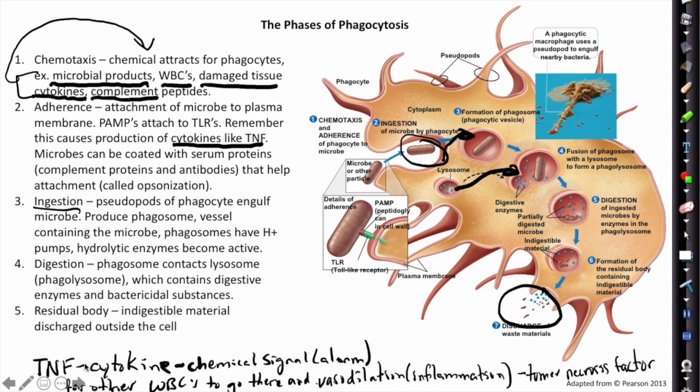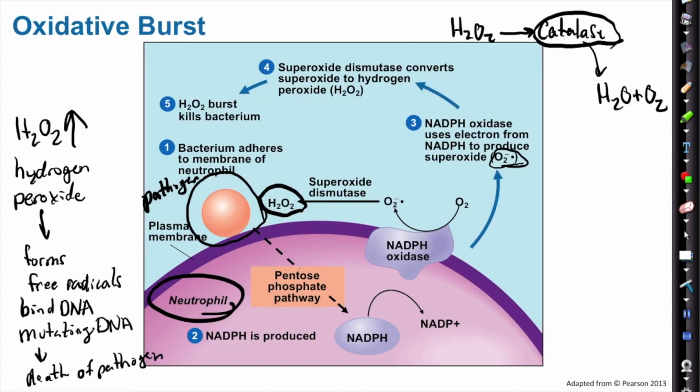And then TNF is a cytokine chemical signal alarm for other white blood cells to go there and cause vasodilation, and it also recruits complement proteins. And it stands for tumor necrosis factor, TNF.